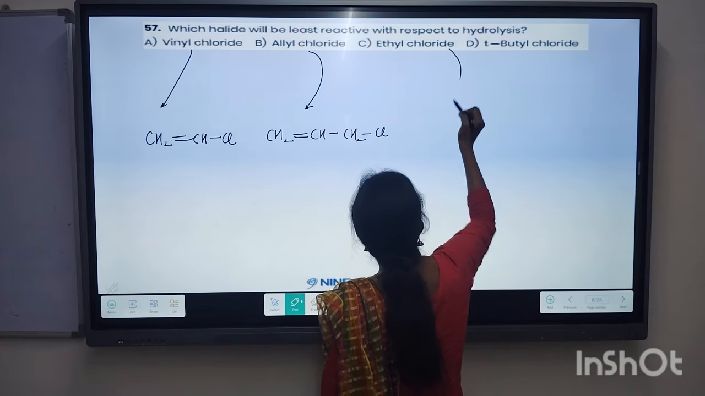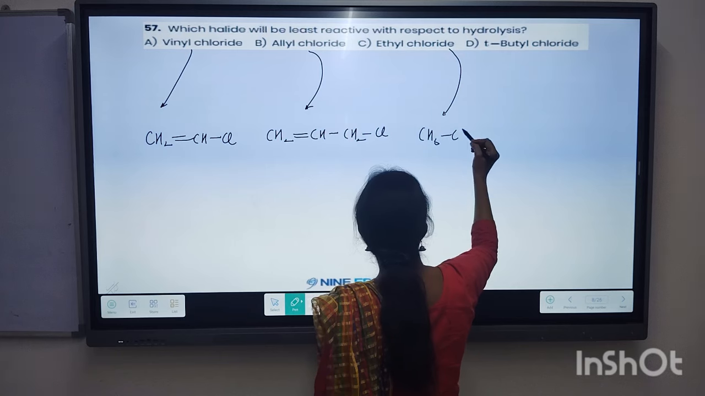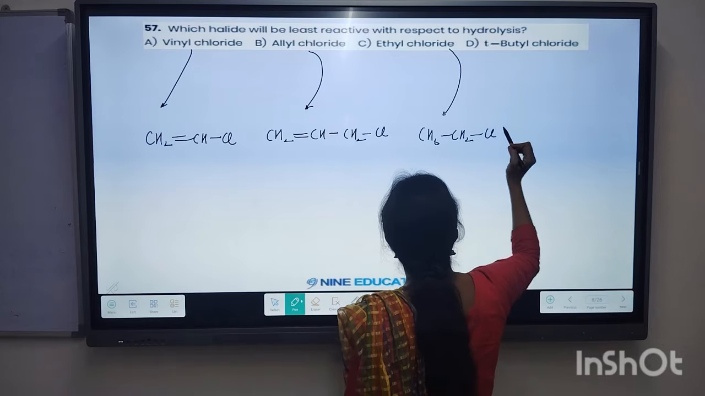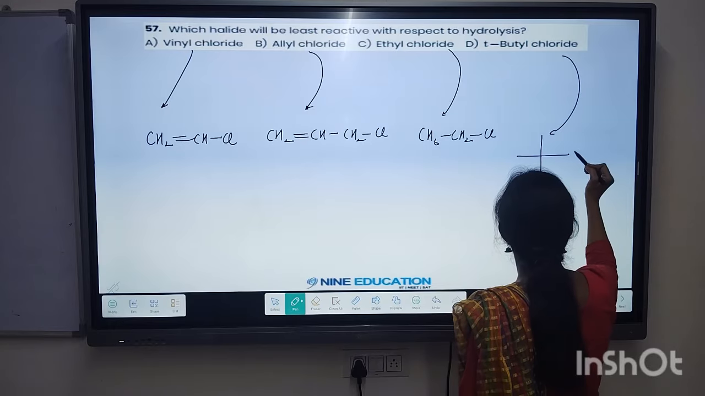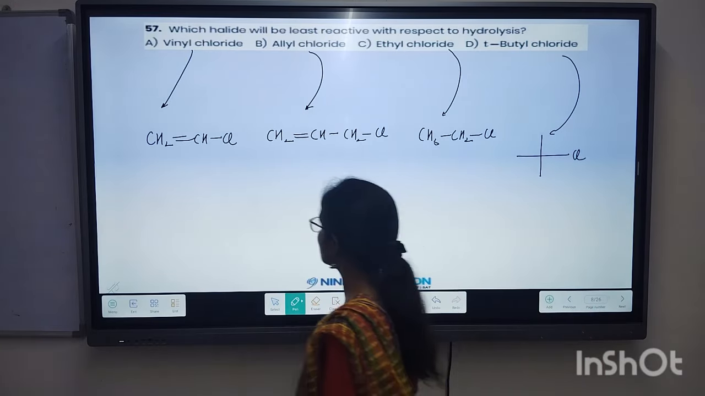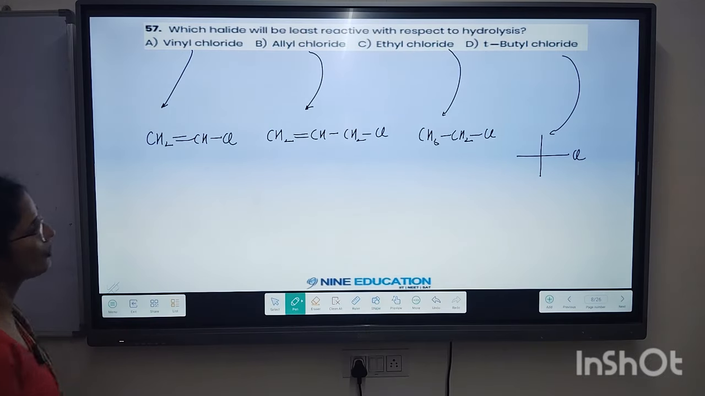Next we have ethyl chloride. Ethyl chloride means CH3 CH2 connected with Cl, and D is tertiary butyl chloride. Now we need to talk about the reactivity of all these 4 compounds towards hydrolysis.